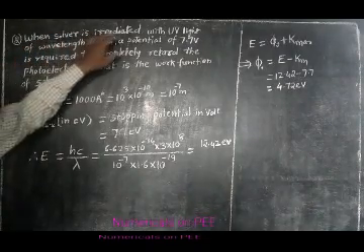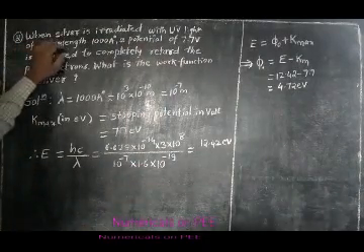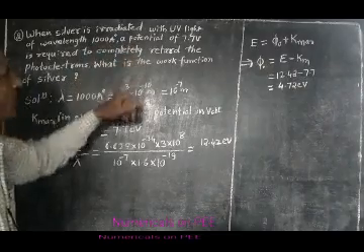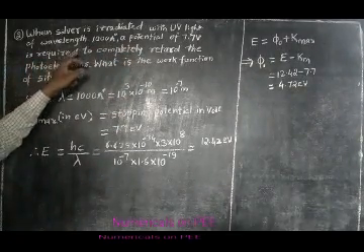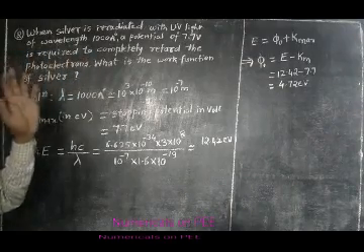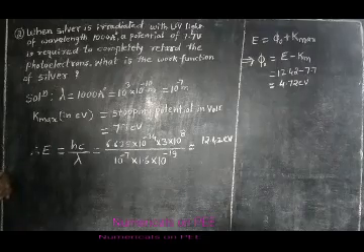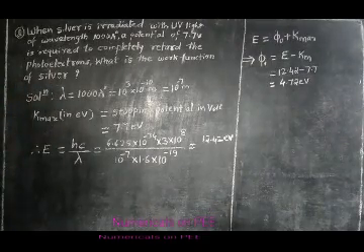Silver is irradiated with ultraviolet light of wavelength 1000 angstrom unit. A potential of 7.7 volt is required to completely retard the photoelectrons. What is the work function of silver?